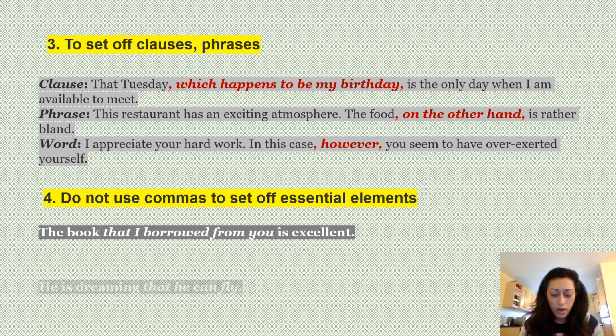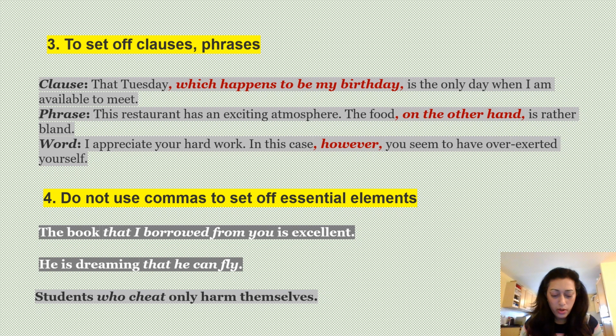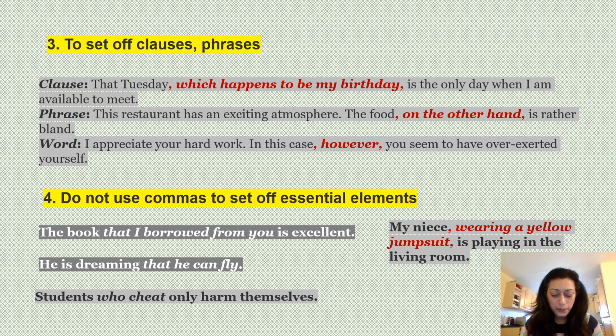Now, do not use commas to set off essential elements of the sentence, such as clauses beginning with "that." That clauses after nouns are always essential, and following a verb expressing mental action, always essential too. Now here we can see, "The book that I borrowed from you is excellent." "He is dreaming that he can fly." "Students who cheat only harm themselves."